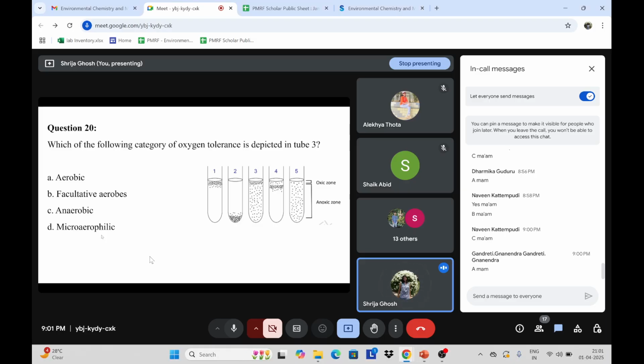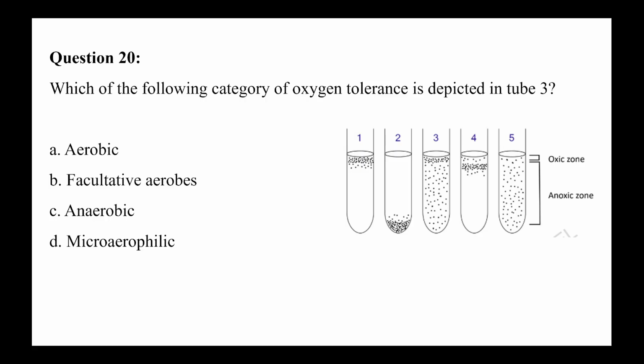Okay, moving on to the last question of this session. Which of the following category of oxygen tolerance is depicted in tube 3? You have to see in this tube which category is depicted. Option A, aerobic. Option B, facultative aerobes. Option C, anaerobic. Option D, microaerophilic. You have to see the third tube.